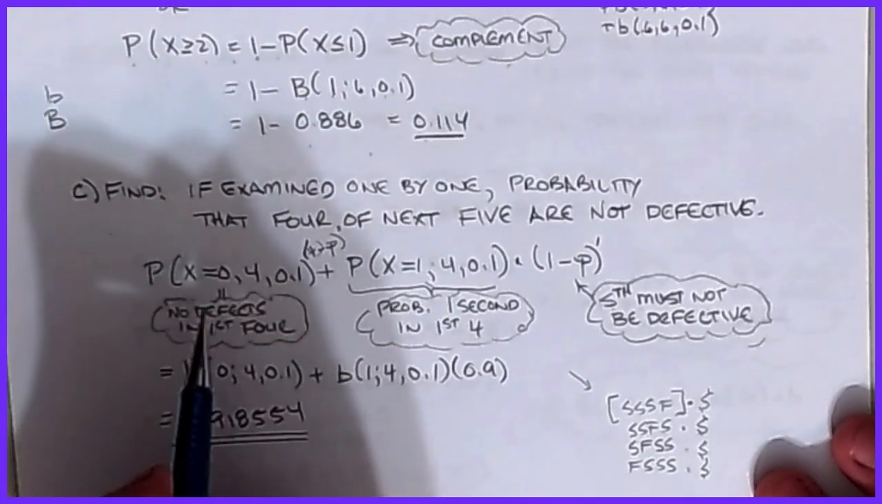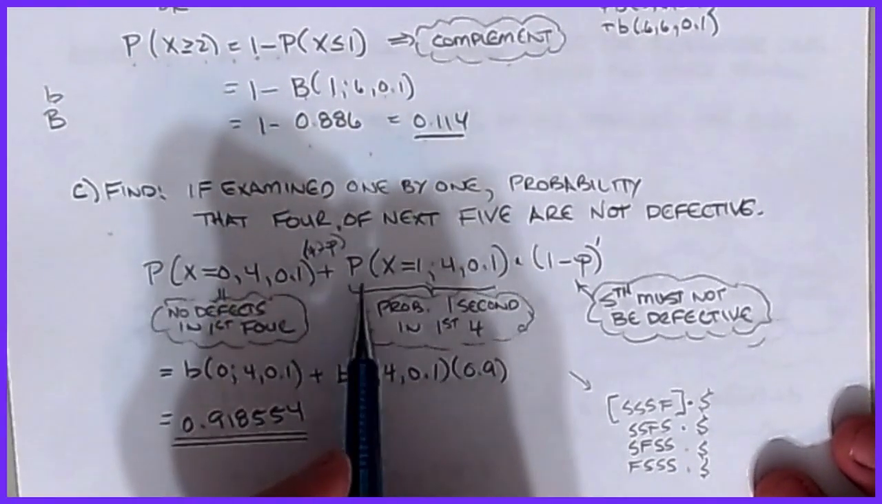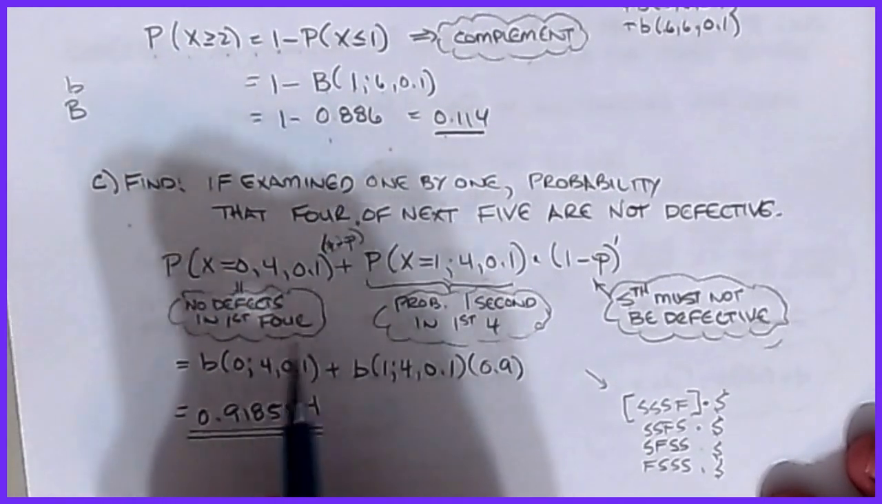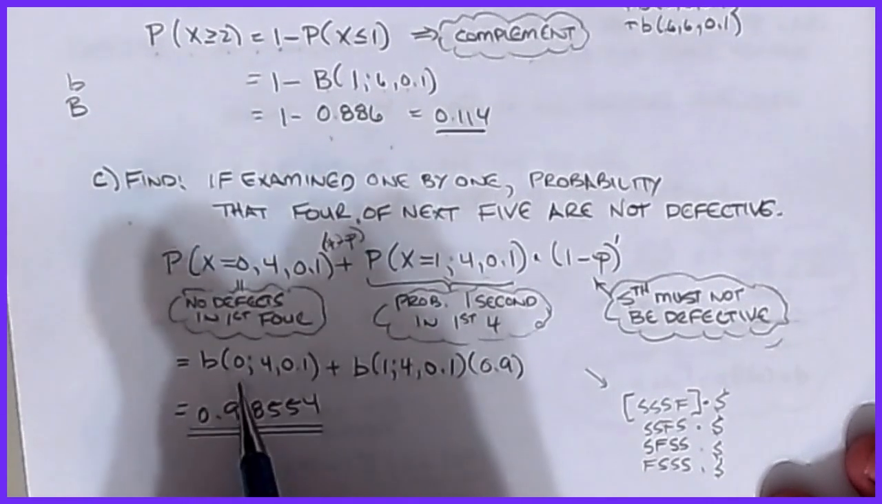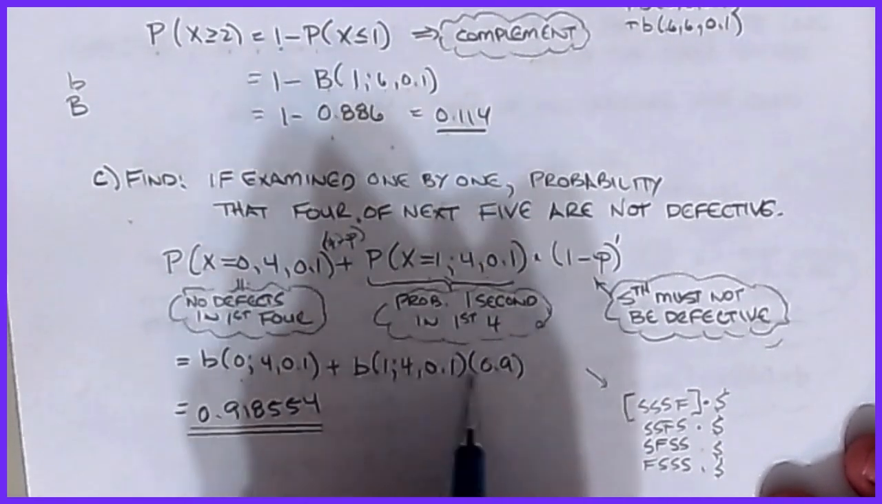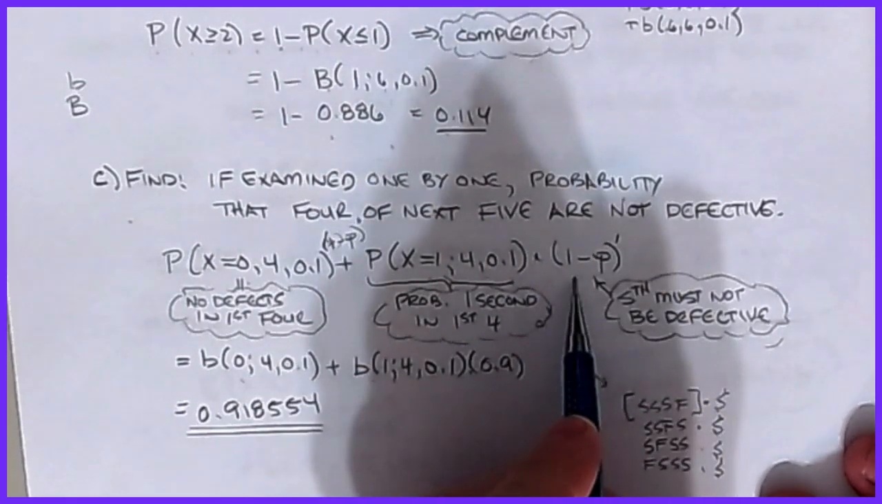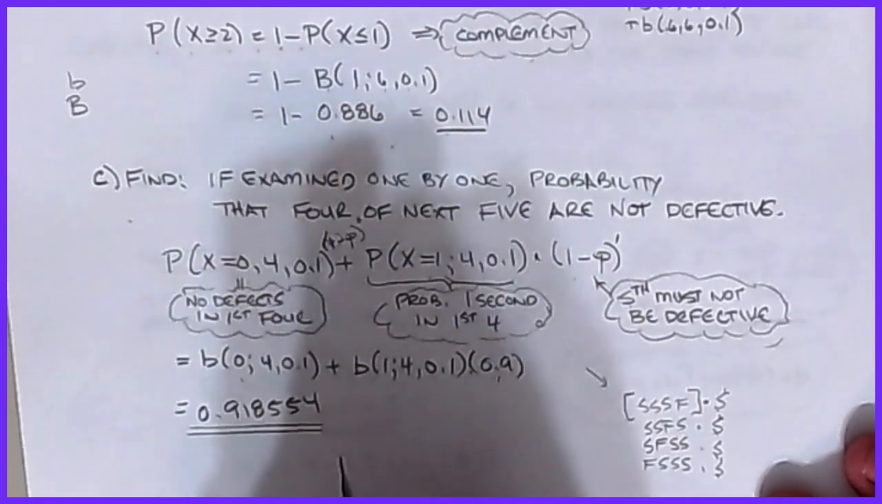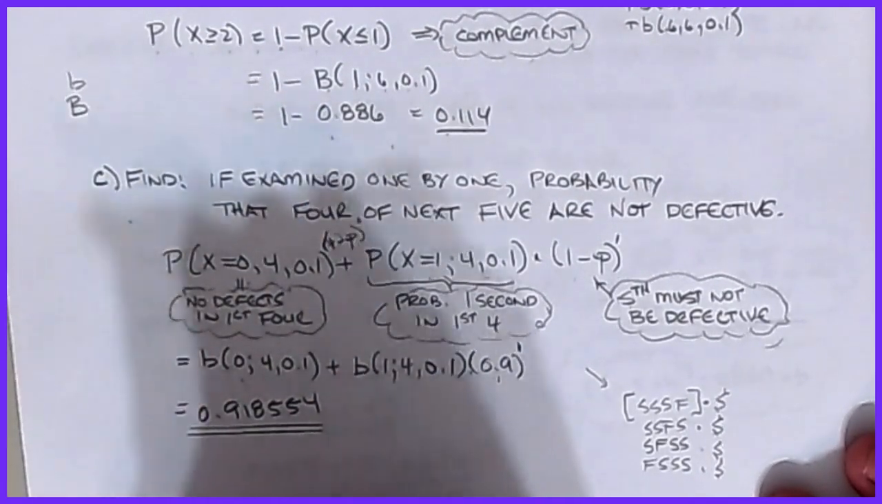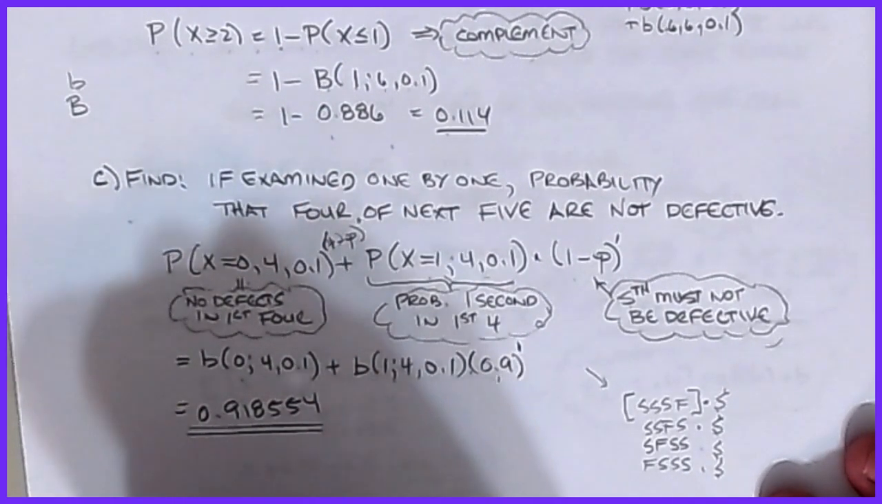So for x equals 0, it's just the number of ways of pulling 0 out of 4, and then the probability of x equals 1, okay, for our definition. And so when we do that, this definition becomes a binomial of 0 on 4, and this one becomes a binomial of 1 on 4 multiplied by 1 minus p, which is where that 0.9 is coming from, and that again is raised to the 1 power. And if I do our math, then we're looking at examining one by one the probability that 4 of the next 5 are not defective.